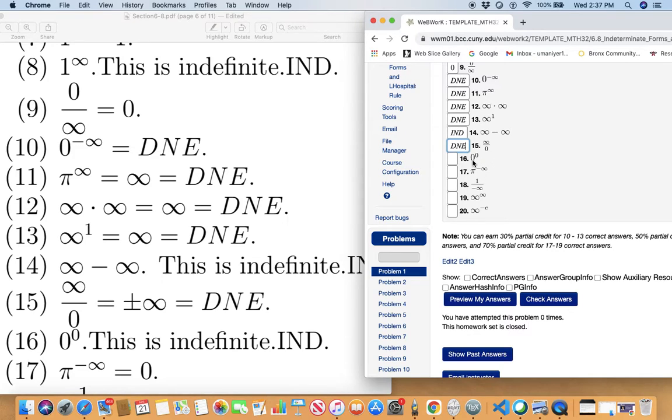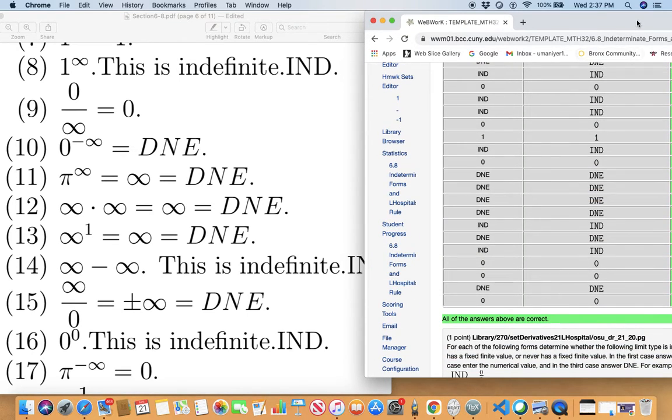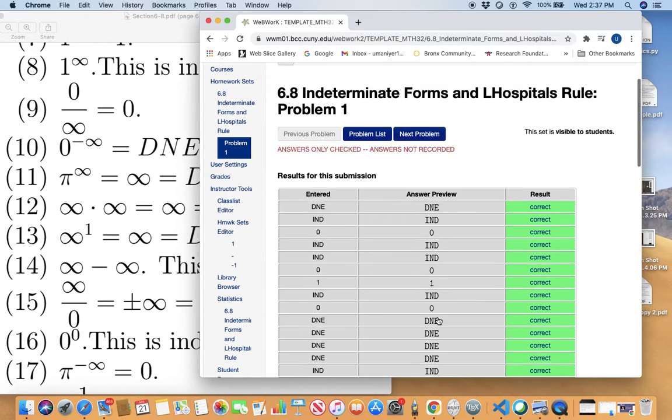0 to the power 0. So number base is getting very small. Power is also getting very small. We don't know where it's heading towards. Indeterminate. Pi to the negative infinity, that's going towards 0. 1 over negative infinity, that's approaching 0. Infinity to the power infinity, that does not exist. It's a large number. Infinity to the power negative e, so it's approaching 0. Okay, I hope they're all correct. All of the answers are correct.